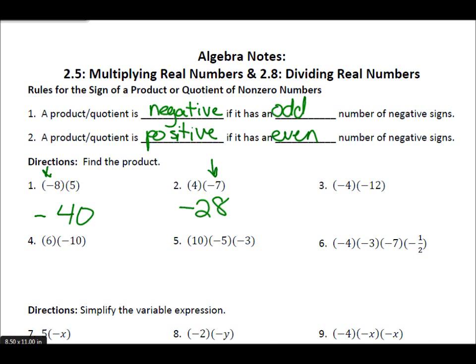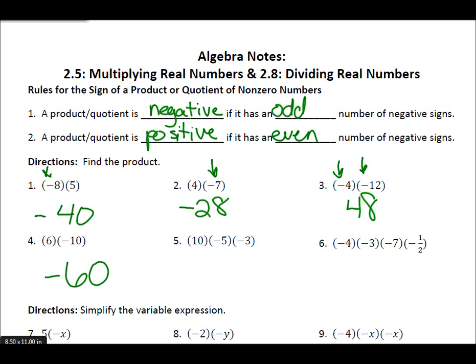For number 3, however, I have 4 times 12, which is 48. But here I have 2 negatives, and we remember that 2 negatives makes a positive. So my answer here is going to be positive 48. Okay. To continue, 6 times 10 is 60. I have 1 negative, so I'm going to keep it.